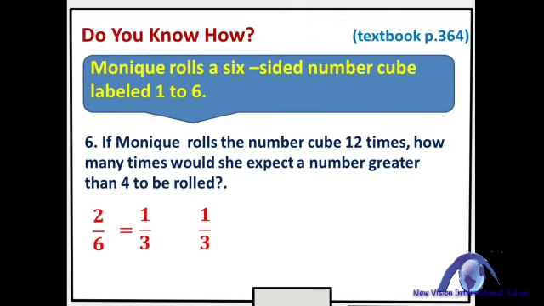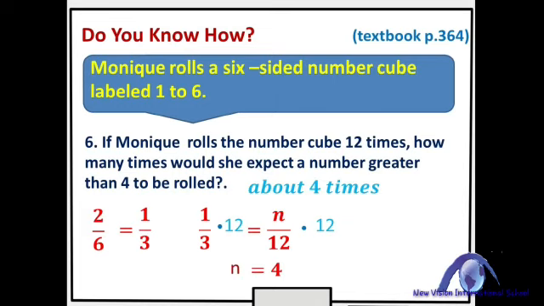One-third is equal to the ratio of n over 12, where n is the number of times she expects a number greater than 4 to be rolled, and 12 is the number of times the cube is rolled. We multiply 12 on each side of the equation, and n is equal to 4. There are about 4 times Monique would expect a number greater than 4 to be rolled.